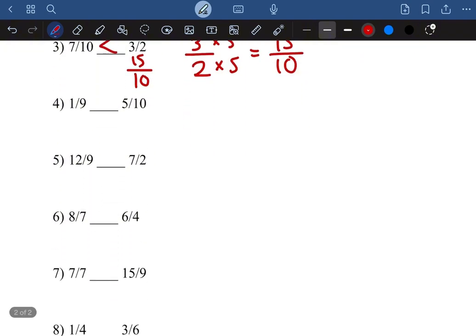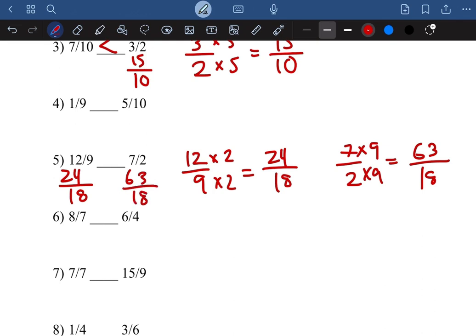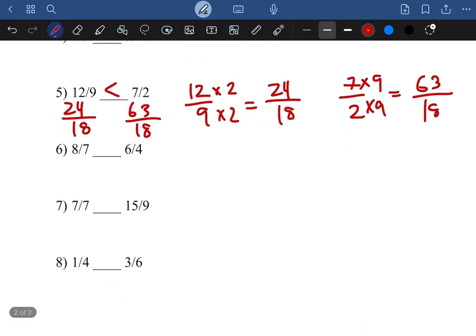Number 5, we have 12 over 9 blank 7 over 2. So the common denominator for this one would be 18. So we're going to multiply both the top and bottom for 12 over 9 by 2 to get 18 on the bottom. 12 times 2 is 24, and 9 times 2 is 18. For 7 over 2, we're going to multiply the top and bottom by 9. 7 times 9 is 63, and 2 times 9 is 18. So we're going to write the equivalent fractions below. 24 over 18 is less than 63 over 18.